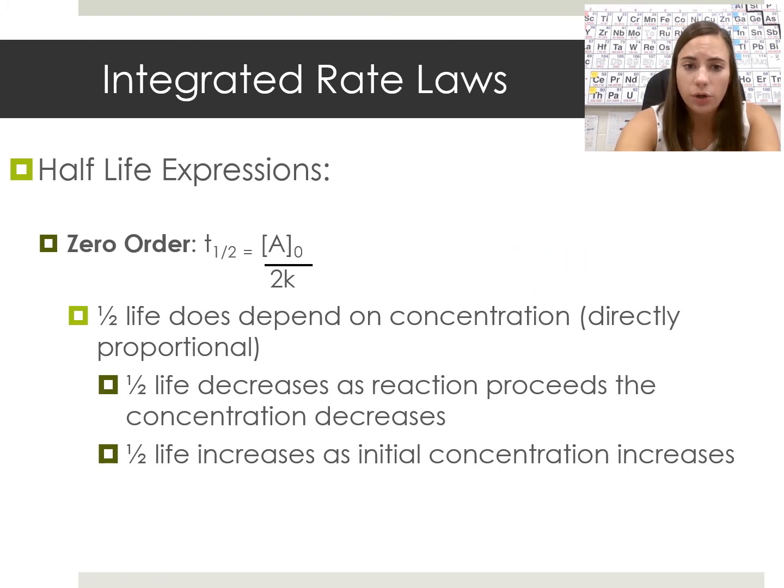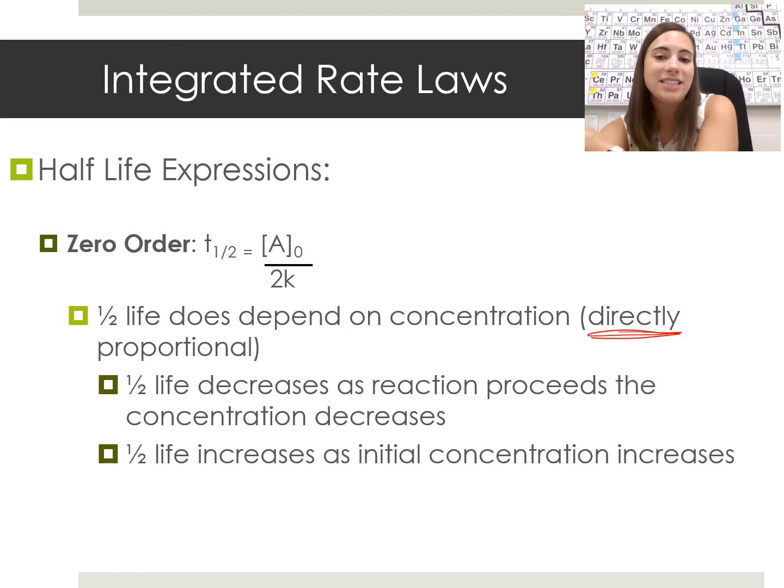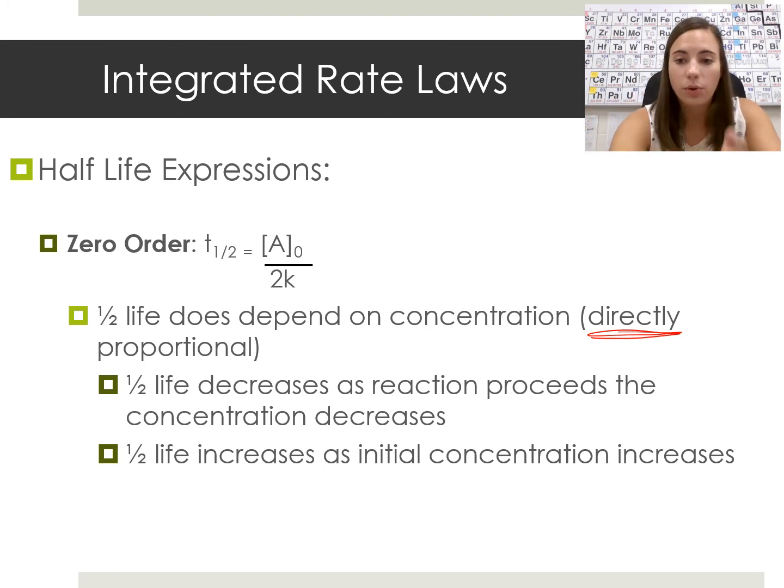Finally, for zero order, half-life equals the initial concentration over 2 times K. So again, half-life does depend on concentration, and this time it's directly proportional. Half-life is going to decrease as the reaction proceeds because the concentration decreases. So half-life increases as initial concentration increases. If we see a reaction where the half-life is getting shorter and shorter as the reaction proceeds, then we have a zero order reaction.